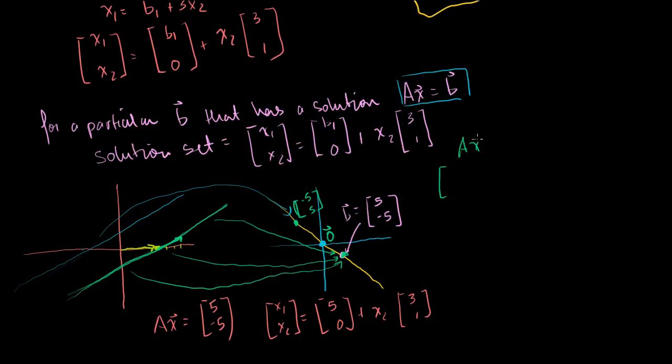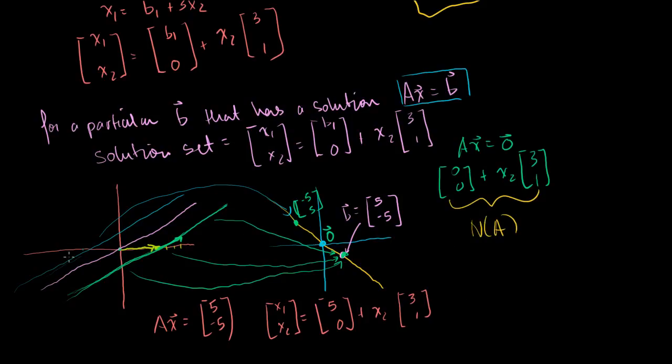So if we say that Ax is equal to 0, then our solution set is going to be the vector 0, 0 plus x2 times 3, 1. This is just the 0 vector, so it's going to be here, and it's going to just be multiples of 3, 1. So it's going to look something like that. But what is the solution set to the equation Ax equal to 0? This is the null space. This, by definition, is the null space of A.